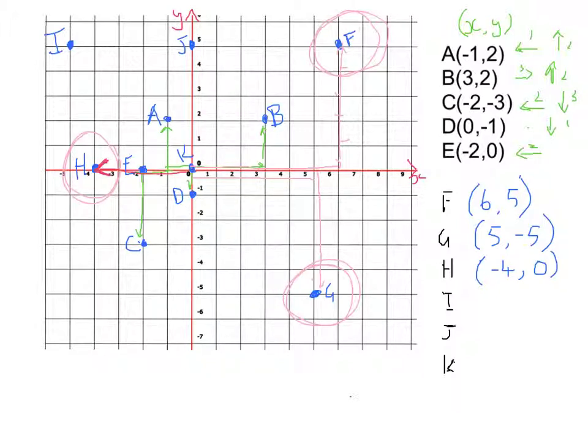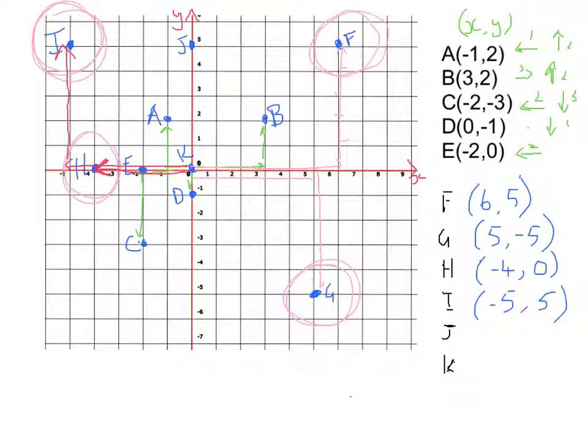Now for point I, way at the top here, to get to that one, we have to go to the left by 5, which tells us that our x-coordinate will be -5. And then we go up 5 to there, which tells us that our y-coordinate will be +5. We went up, so it's positive.